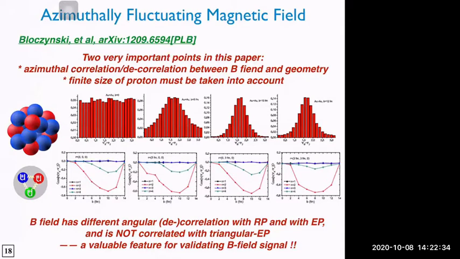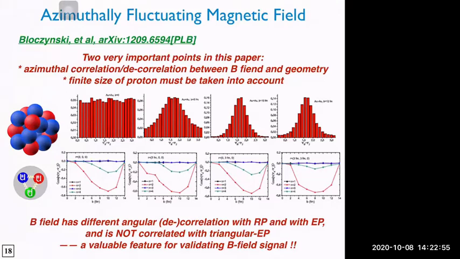For the first issue, I think I repeatedly emphasized that this was studied a long time ago, in this paper from 2012 with Guang and other collaborators. I think we were perhaps the first to point out that you have to take into account this azimuthal fluctuation of magnetic field direction, okay?